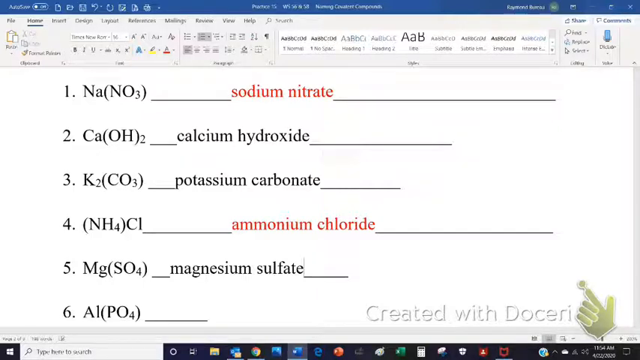All right, number 6. I'm not going to do all of them. I'll do number 6, skip down a little bit, and let you finish this up. All right, number 6, aluminum. And what do we call PO4? Look on your charts. You will see that is called phosphate. Okay, I'm going to scroll down a little bit.